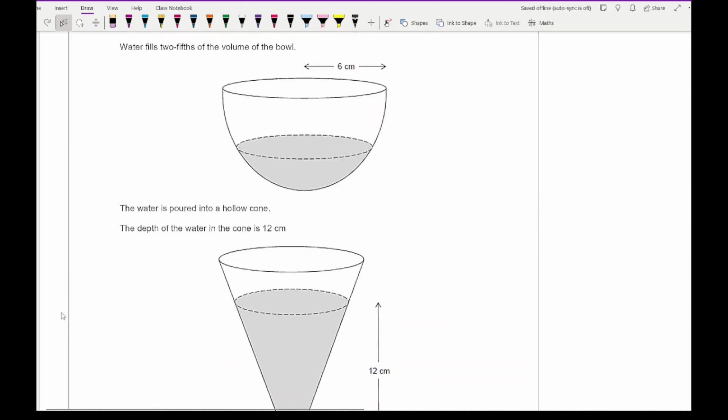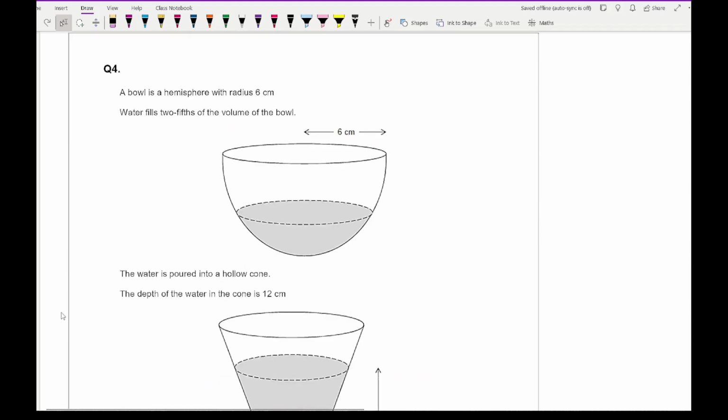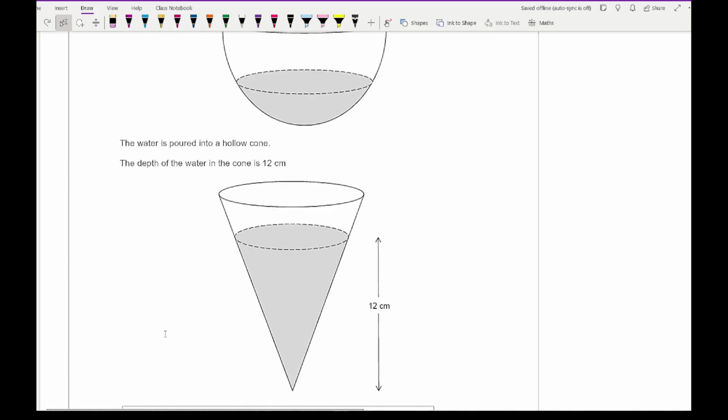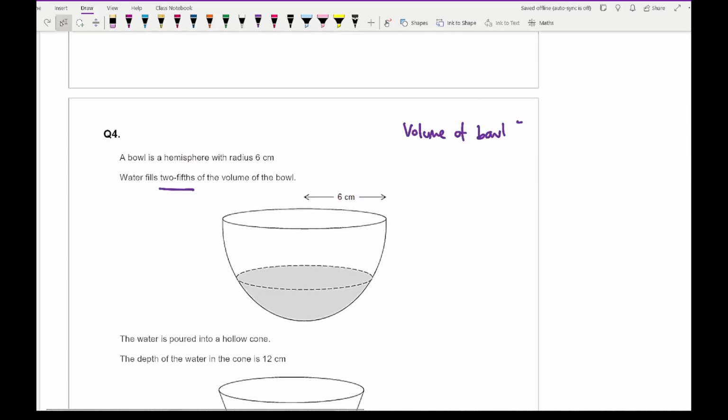So let me just go back to this important bit of information here. What we need to first do is work out what the volume of the hemisphere is going to be, and then work out 2/5 of it. So for this, let's first of all do just that. The volume of the bowl, and that's going to be looking at the volume of a sphere, which is 4/3 pi r cubed. Now because it's a hemisphere, I'm going to divide all of that by 2.